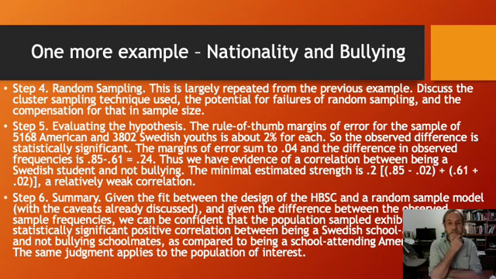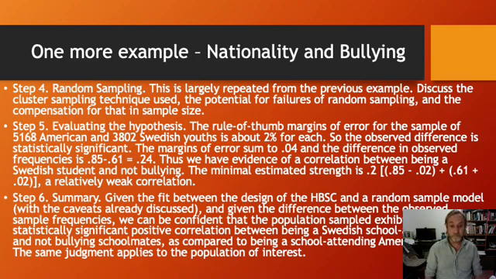Okay, so does this model approximate random sampling? We've been through this in some detail. You can repeat it largely from the previous example. You can talk about the cluster sampling technique and how it has these potential problems, these failures of randomness on both criteria, but the compensation for that is sample size. I won't go through all that again. I feel it's been covered.